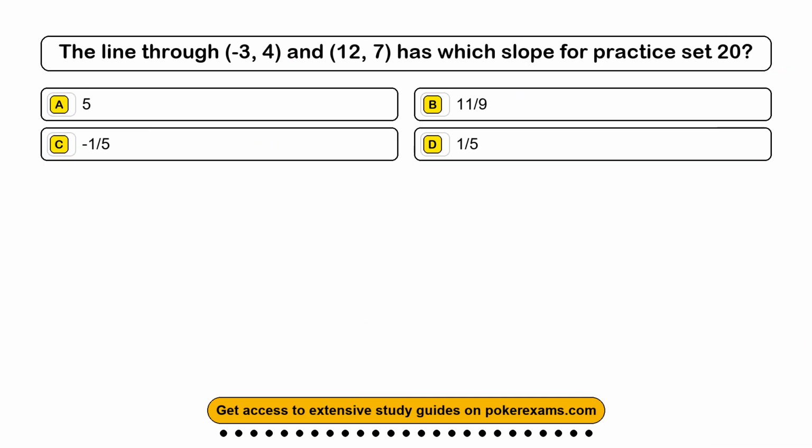Question 13. The line through -3, 4, and 12, 7, has which slope for practice set 20? Option A, 5. Option B, 11/9. Option C, -1/5. Option D, 1/5.